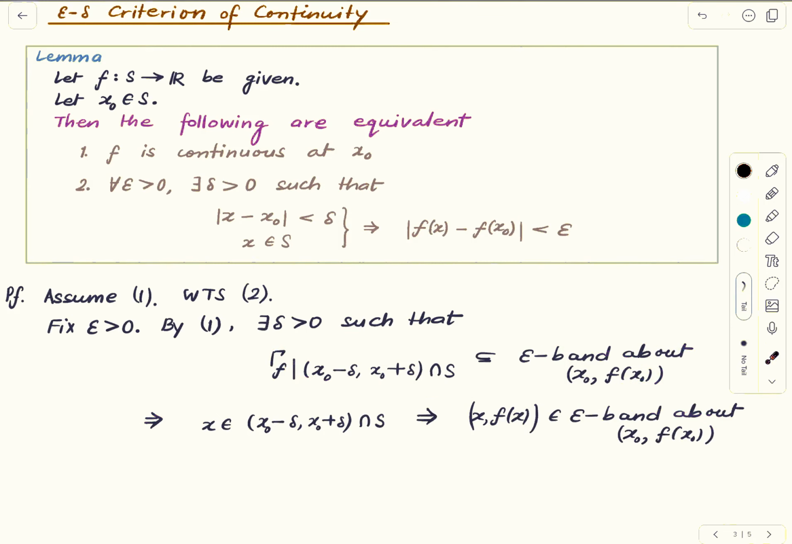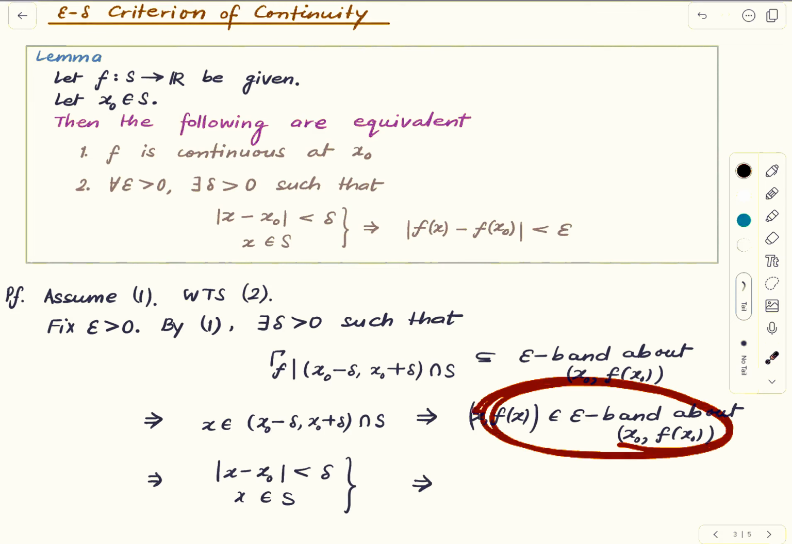But what does this mean? This means the same as, or an alternate way of writing it is this. Implies, and what does this say? What does this guy say? We have x comma f of x lying in epsilon band about this point. That is same as saying the distance of f of x from f of x naught is strictly less than epsilon.